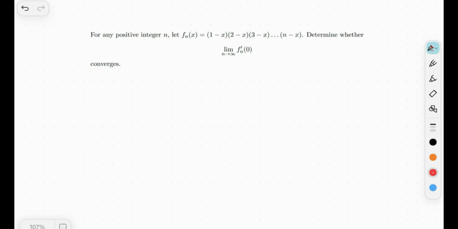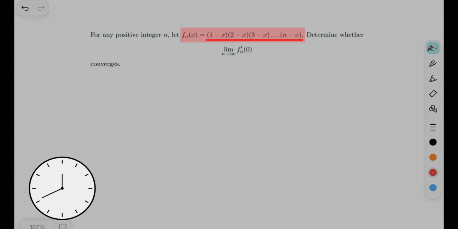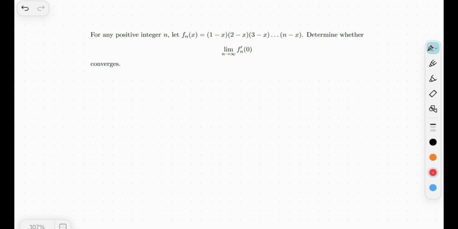So let me ask you this. Is there a particular operation we can do to both sides of this equation so as to transform this right-hand side into a convenient sum? Take a moment to think about it. Well, there is one very famous tool for this, and that's the logarithm.